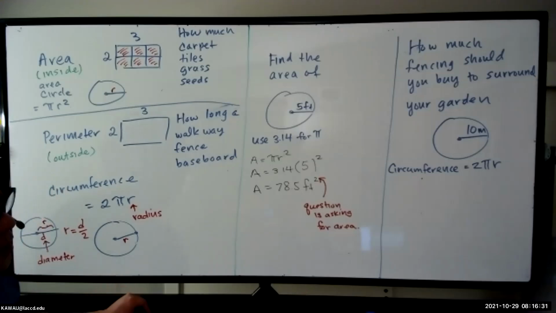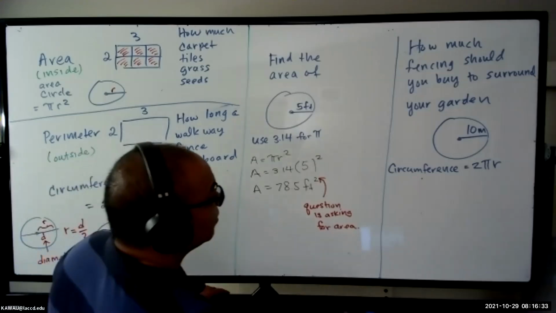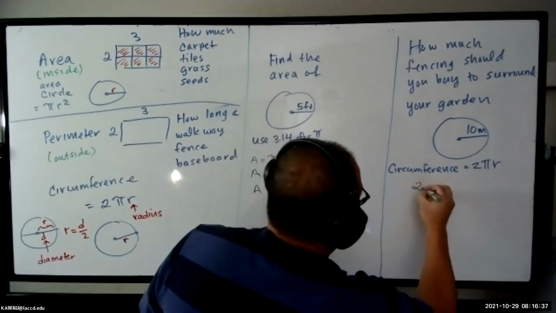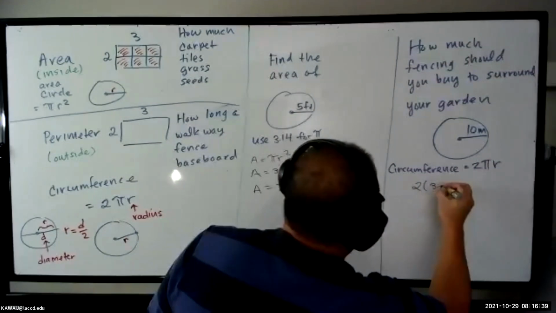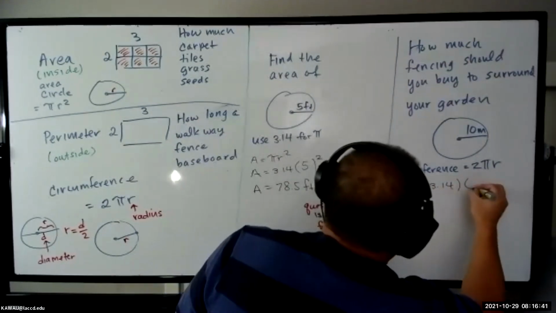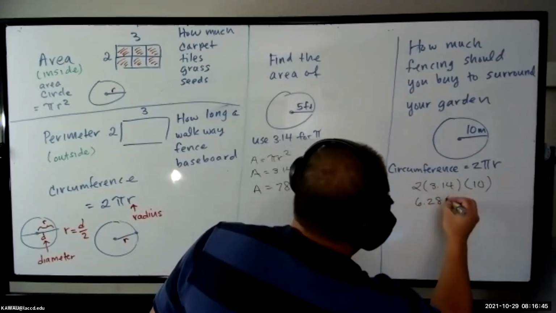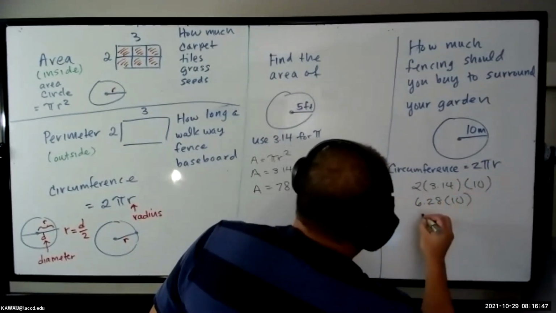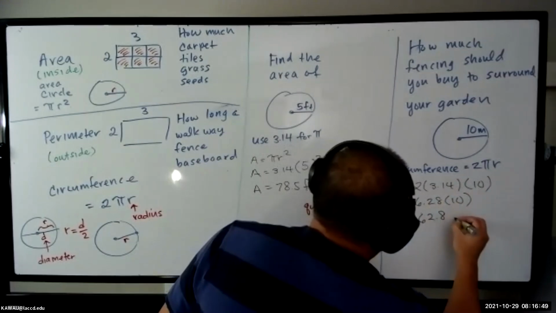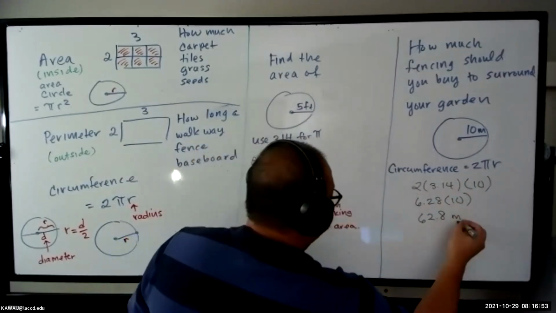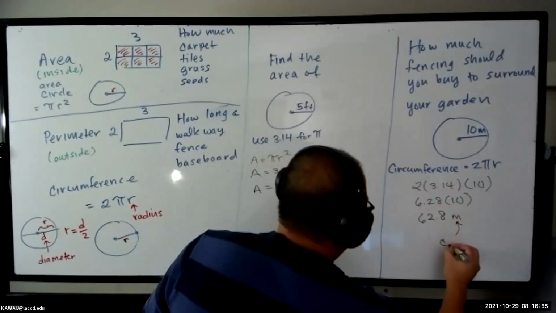So this is going to be 2 times 3.14 times 10, which is equal to 6.28 times 10, 62.8, and then meters. Now, because there's no square here, we know that this right here is circumference or perimeter.